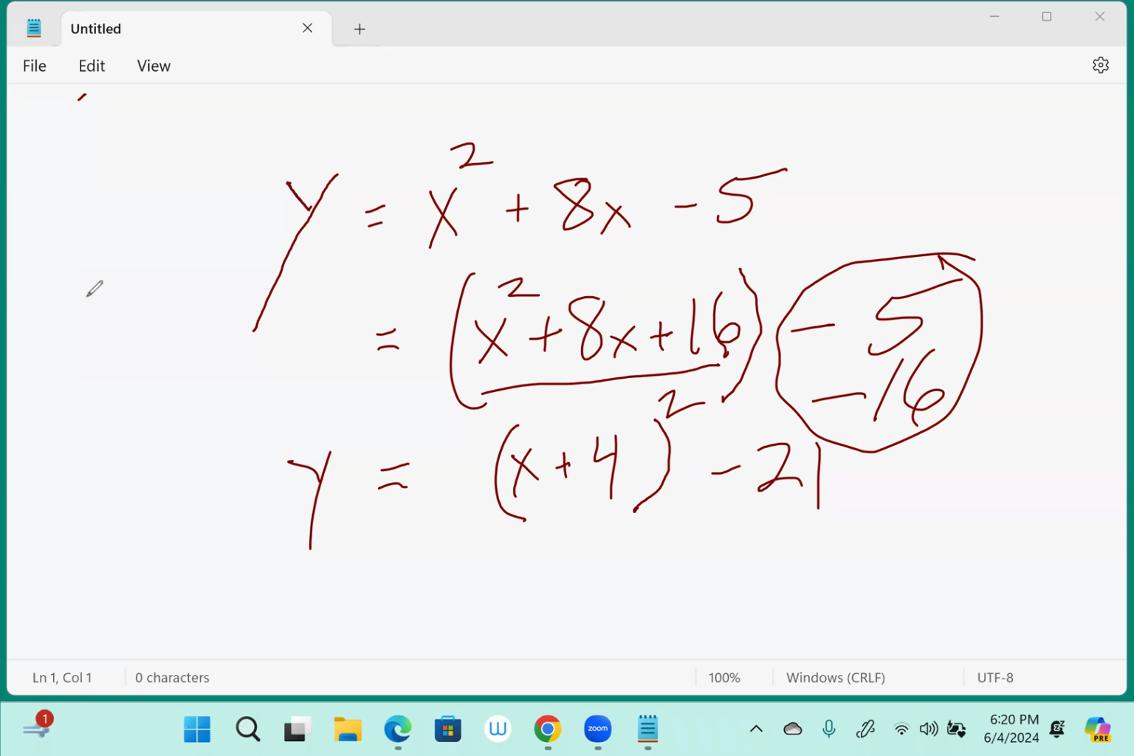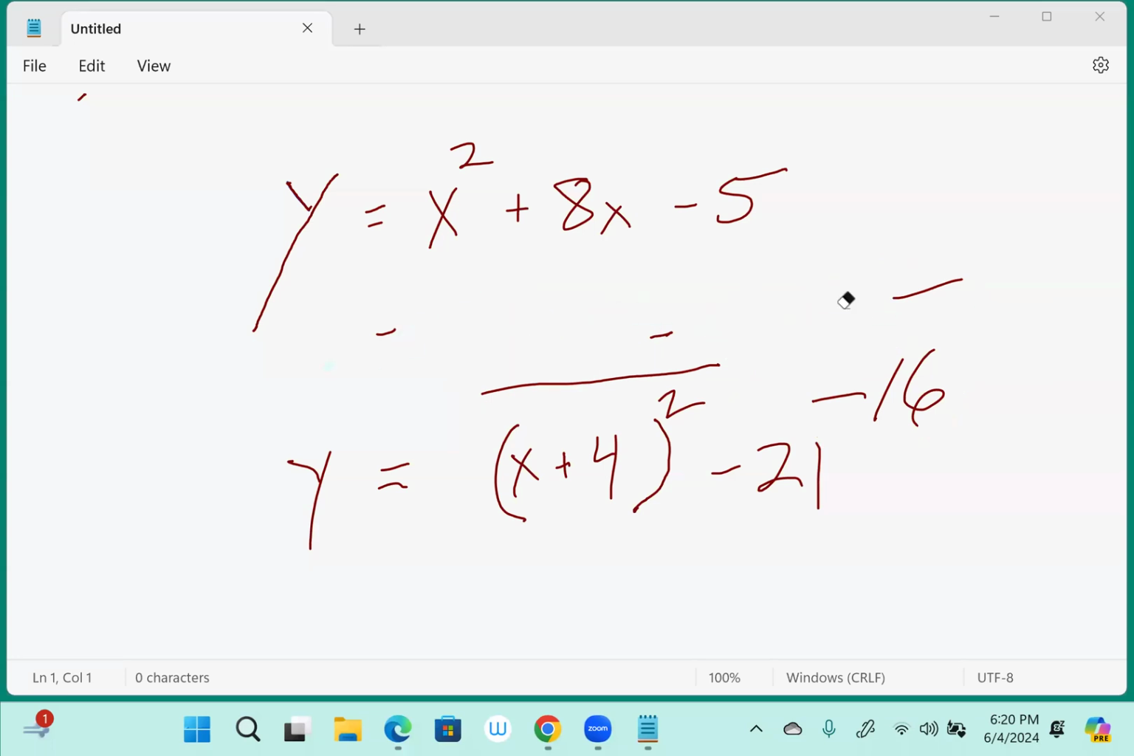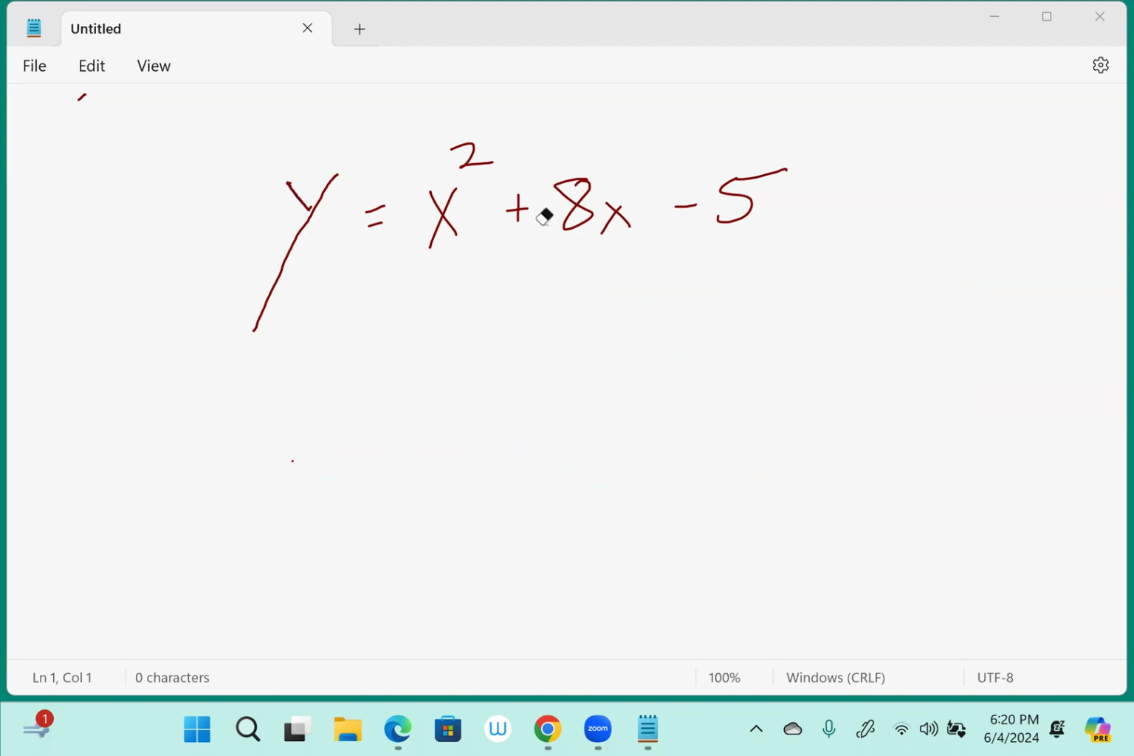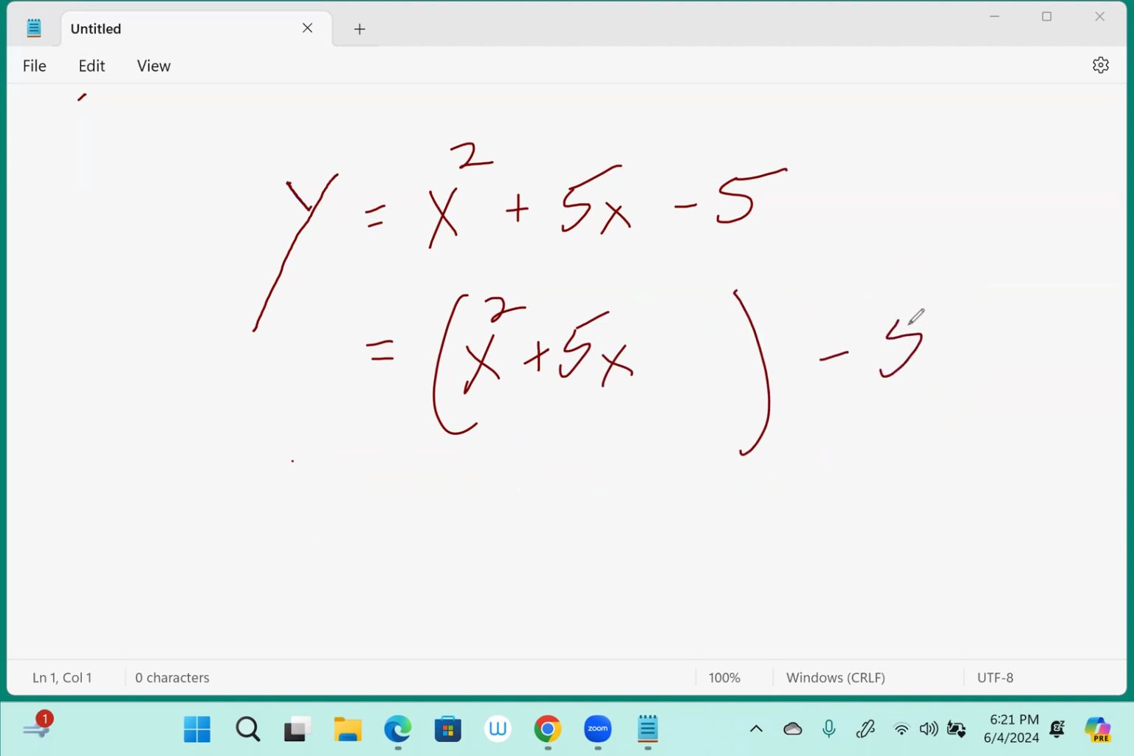So completing the square, let me give you one more. This one I'll make a little bit tougher. First step. Okay, so what I'm gonna do is do half of 5 squared.